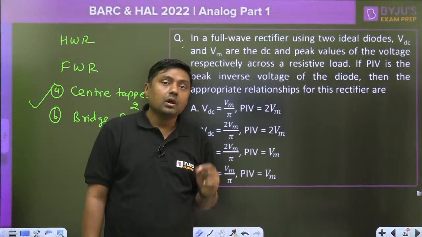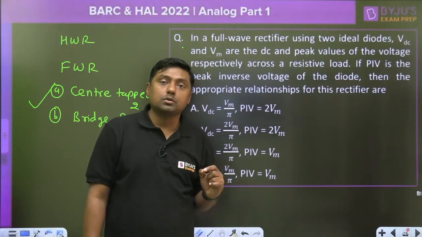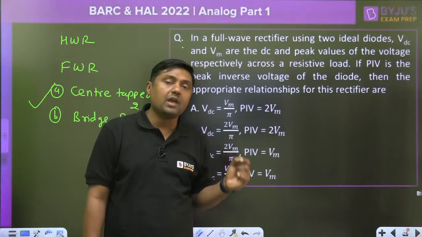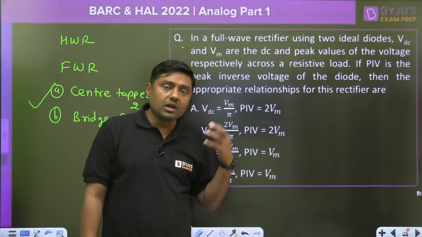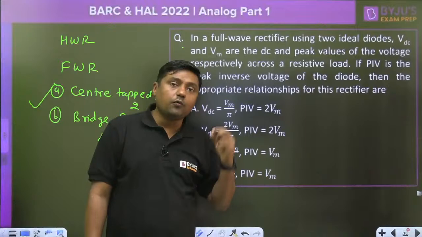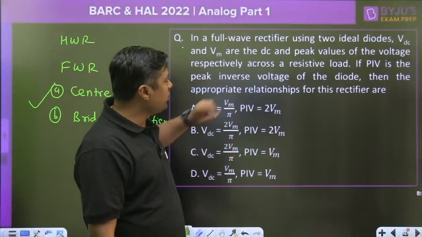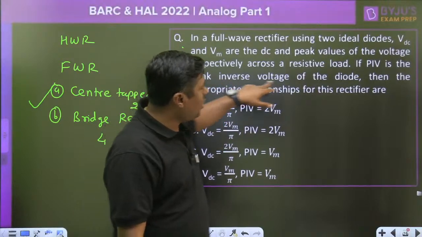Always remember, when we go to the market to purchase a diode, we are purchasing the diode on the basis of PIV rating, right? Simply we say, please give me one diode of this much PIV rating. The diode is selected that way, and that's why this is a very important parameter of the diode.